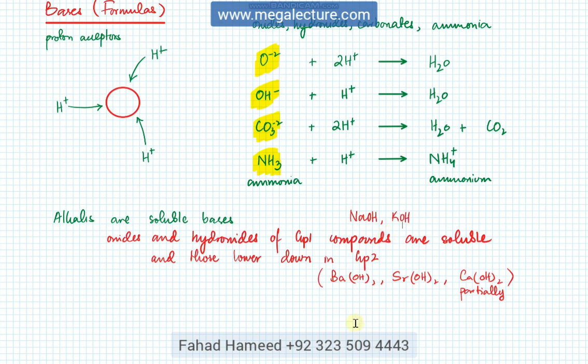And then there are some in group 2 as well that are soluble. Especially those that are lower down in group 2, like barium hydroxide, strontium hydroxide, and partially calcium hydroxide. So the elements in the lower part of group 2, their hydroxides and oxides are also soluble. And one more, which is ammonium hydroxide. Ammonium compounds are all soluble as well, or you can also call this aqueous ammonia. Both of these bases are going to be soluble as well.